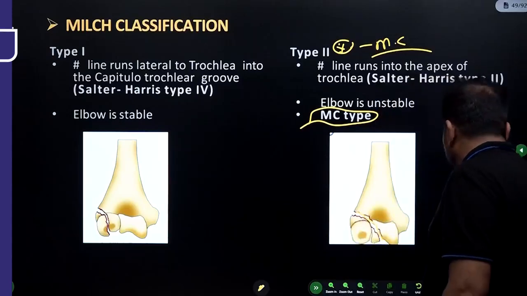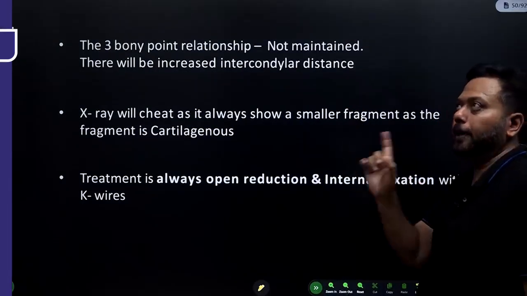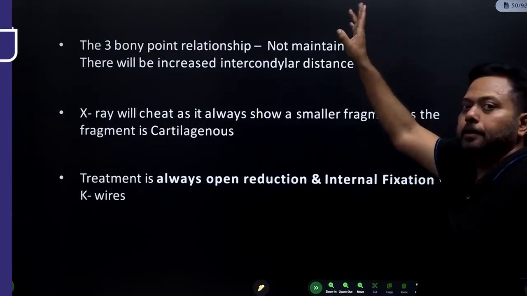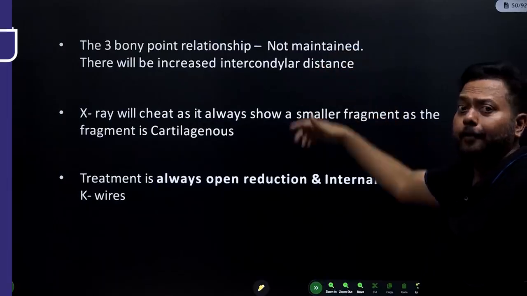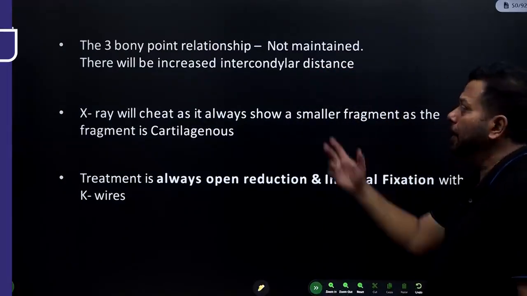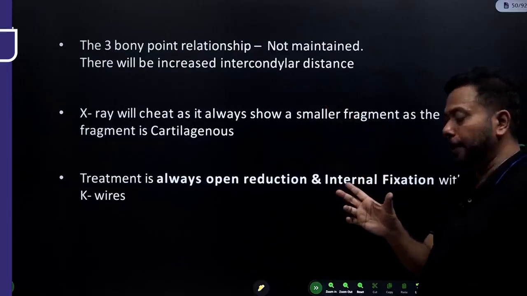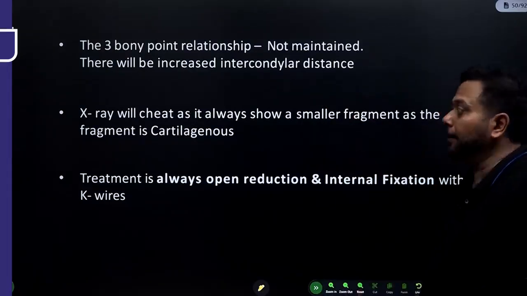Concentrate. Okay. Milch, 3 bony point relationship: medial epicondyle, lateral epicondyle, tip of the olecranon. In supracondylar fracture it is not disturbed. In elbow dislocation that is disturbed. Since this is involving the lateral epicondyle, definitely that should be disturbed, because the distance between the medial epicondyle and lateral epicondyle should be more, because the fracture is there in the lateral epicondyle.